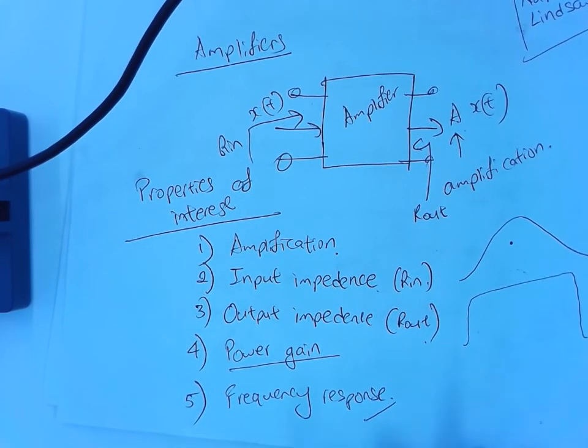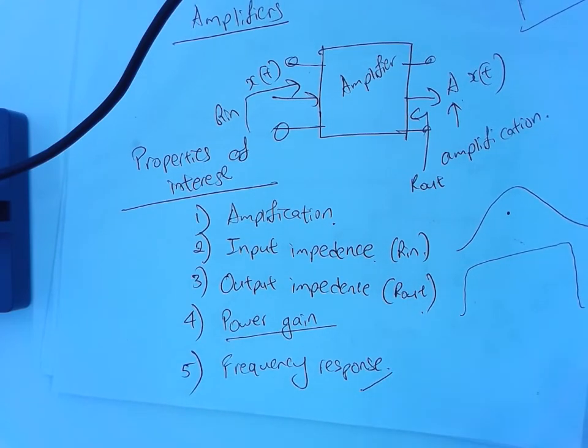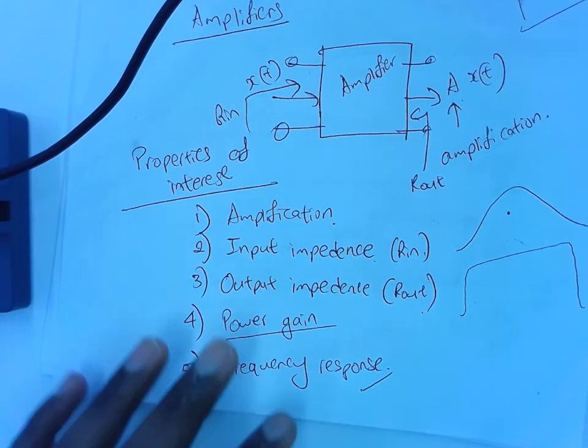How would you define frequency response? Again, straightforward. Ideally, you want a completely flat line to infinity. But you don't have infinite bandwidth amplifiers in reality, so you would probably have an amplifier which has a finite bandwidth. Now let's talk about how to measure these things.